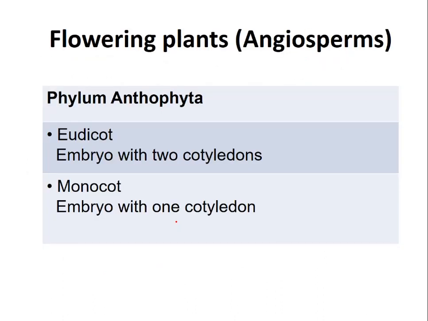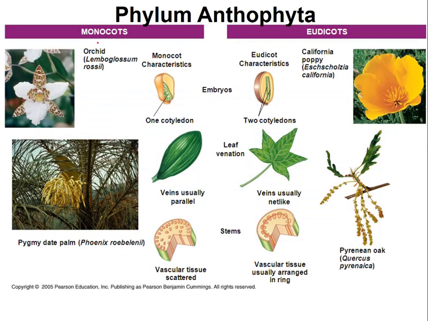All right. So the flowering plants, or angiosperms, have one phylum, Anthophyta, and it's divided into two: eudicot and monocot. Eudicots have an embryo with two cotyledons, and monocots have an embryo with one cotyledon. So this is the difference between monocot and eudicot. Both fall under phylum Anthophyta. You can see one cotyledon for monocot and two cotyledons for eudicot.